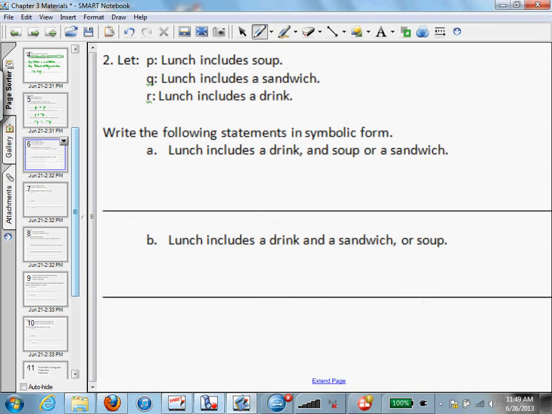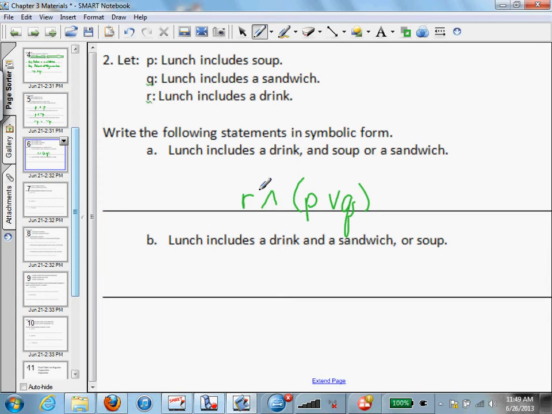Okay, we have 3 parts. P, lunch includes a soup. Q, lunch includes a sandwich. And R, lunch includes a drink. So write the following statements in symbolic form. Lunch includes a drink, so we have R, and soup or sandwich. So what we had to do is say the or is the symbol, with P and Q being the main choices to decide for lunch. So it comes down between these two choices, but you're going to get R no matter what.